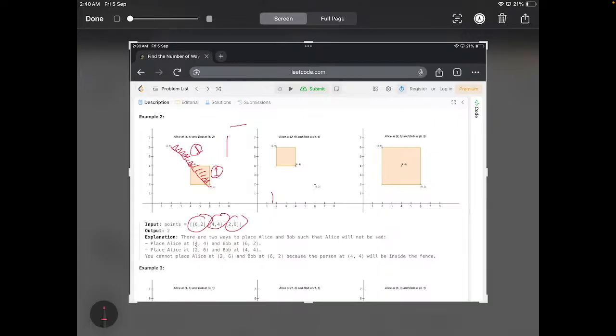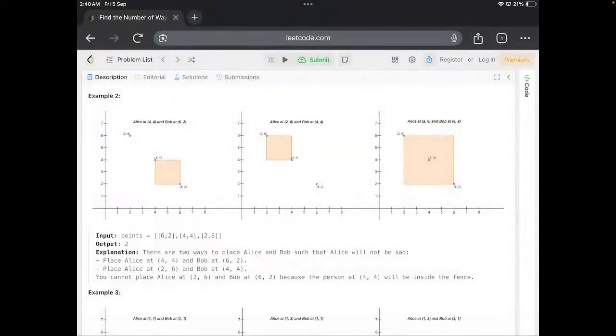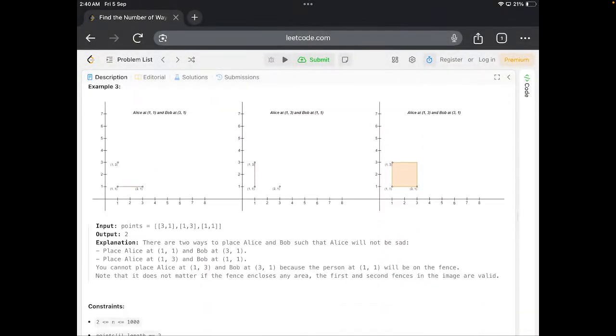First is this one where we place Alice and Bob over here. This is not a valid one because there's a point in between, but this one and this one are valid ones. So 4 4 is probably here and 6 2 is here. And 4 4 and 2 6 is always here. Now I'm getting some sense of how to solve the problem, but the constraints will tell how we solve it, right? Now let's come to example 3.